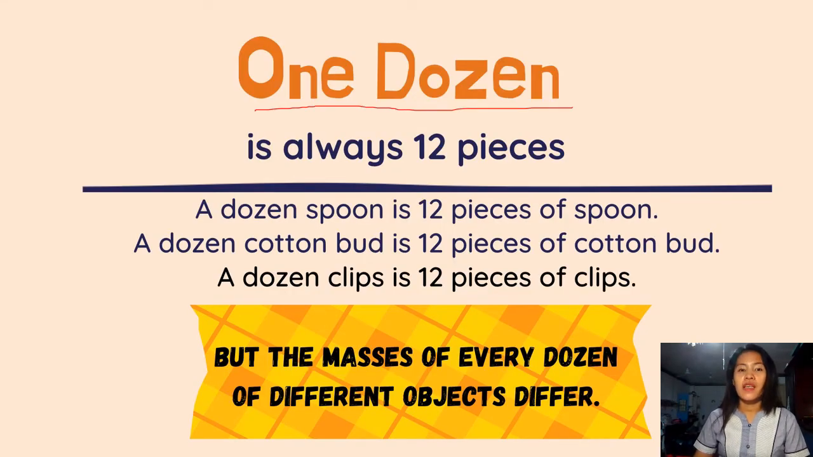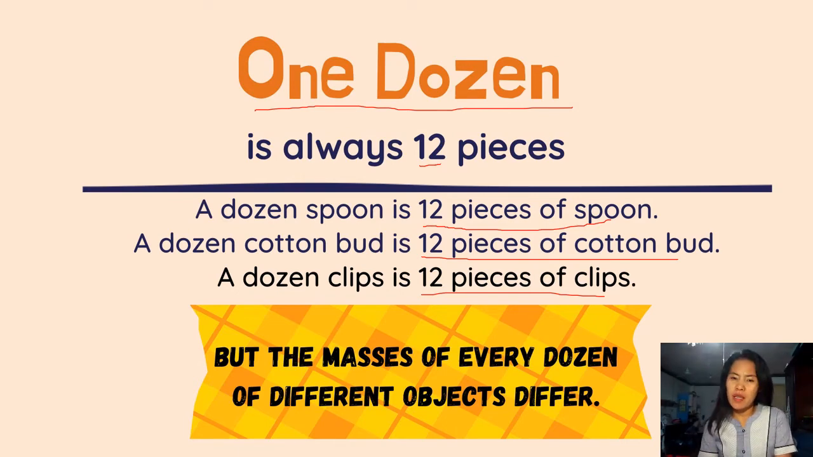1 dozen always means 12 pieces. So if you have a dozen of spoons, it means 12 pieces of spoons. A dozen cotton buds, 12 pieces of cotton buds. A dozen clips, 12 pieces of clips. If you go visit Dunkin' Donuts and buy a dozen donuts, when you open the box, you will surely find 12 pieces of donuts. Yes, that is always true. 1 dozen is 12 pieces. And wherever you go, even if you are in the Philippines, a dozen is 12 pieces. If you go to the US, 1 dozen there is also 12 pieces.